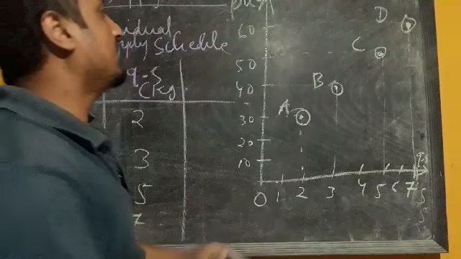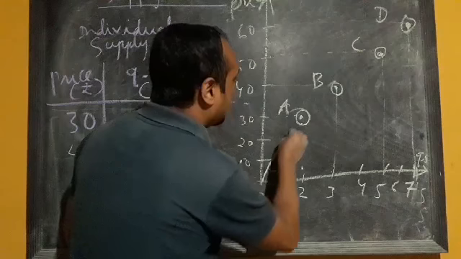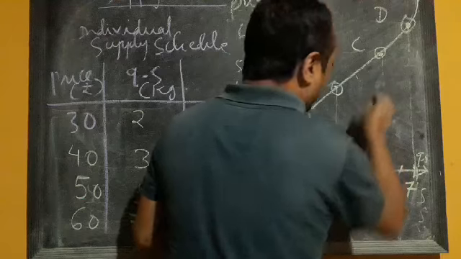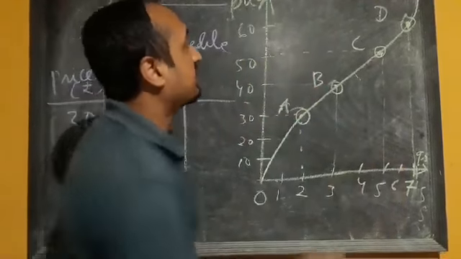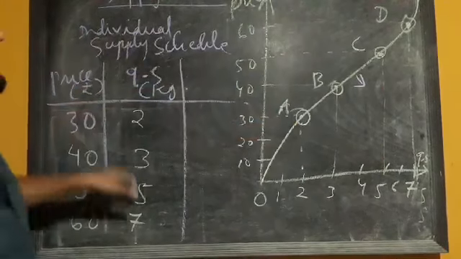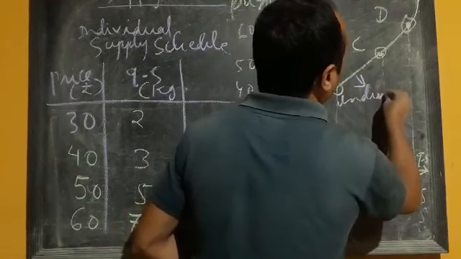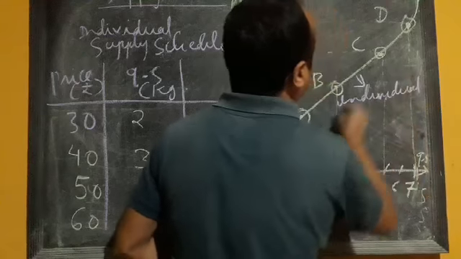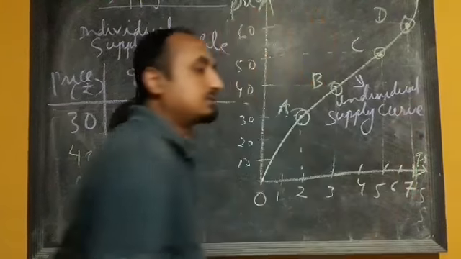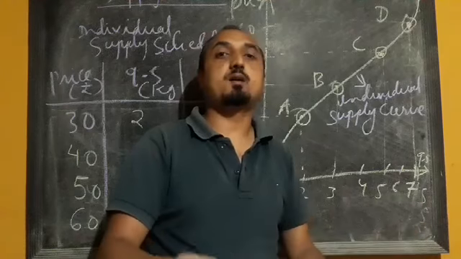Now after plotting all the points, we have to join all the points by a line. We will get a curve, and that curve's name will be the supply curve. But since we are deriving this supply curve from an individual supply schedule, we can consider this one as the individual supply curve. Similarly, we can derive the supply curve for the market also. So that will be your market supply curve.